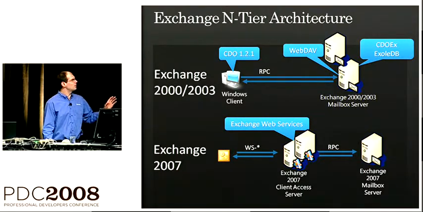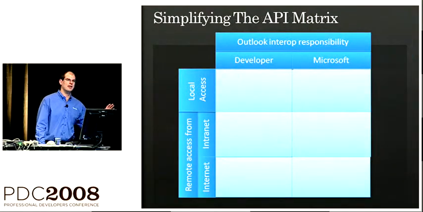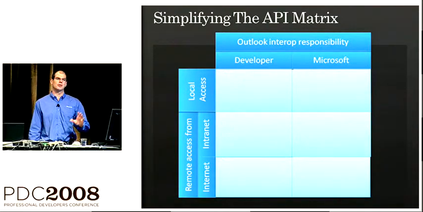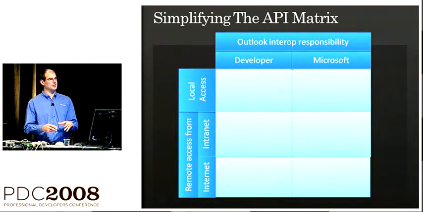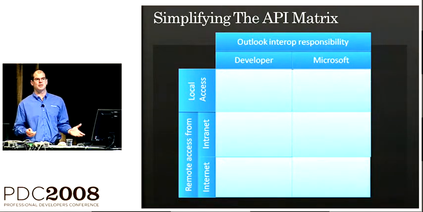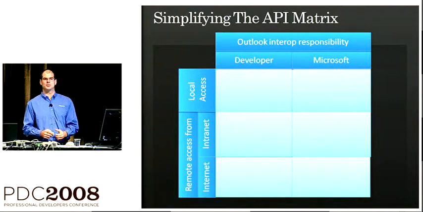Let's talk one more slide just to give you a clear understanding of why we think web services is so important and where we're going. This matrix will show you the full API set of Exchange 2007. But I want to make it clear throughout this talk that we are investing completely in web services moving forward.